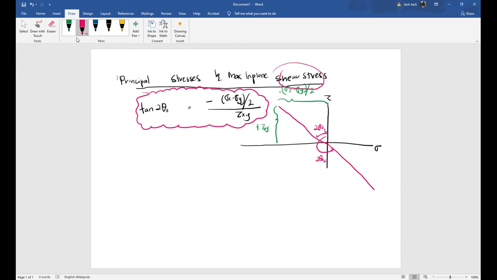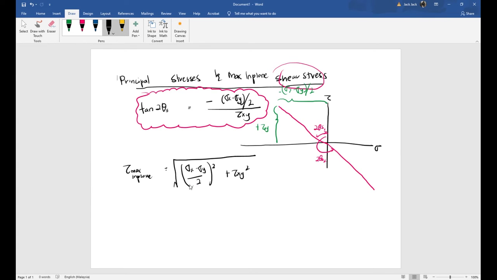For principal stress, you have the equation to determine the value of the principal stress. Similarly, the maximum in-plane shear stress can be calculated by taking the hypotenuse. Just simply take the equation for the hypotenuse: the square root of the bracket (sigma x minus sigma y) divided by 2, squared, plus tau xy squared. That gives the value of the maximum in-plane shear stress.